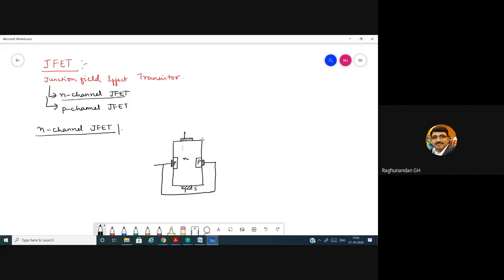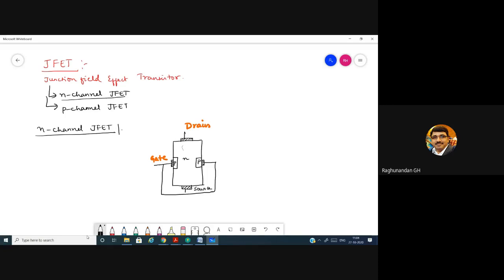So this terminal is known as source. This terminal is known as drain, and this terminal is known as gate. Okay, this is the gate terminal, this is the drain, and this is the source. So there are three terminals here. In BJT, bipolar junction transistor, we were having emitter, base, collector. Here in the place of emitter, we have source. In the place of base, we have gate. In the place of collector, we have drain. So these are the three terminals we are going to have.